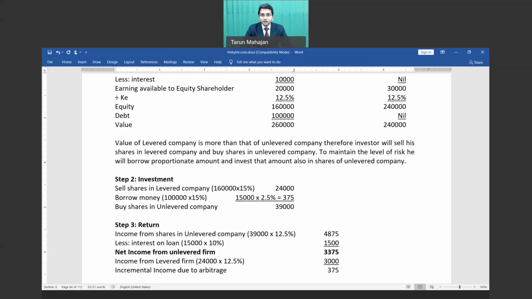Look, sir, if this is the case, why don't we borrow more? Why 15,000? You can borrow 20,000, 30,000, 40,000, or even more than that. Look, if you borrow more, your risk will increase. And with increased risk, if you are earning higher return, that is not something worthwhile. Okay? So that's the whole process of the Modigliani and Miller approach.